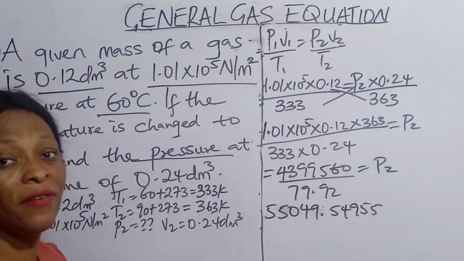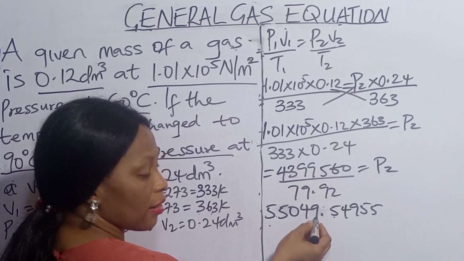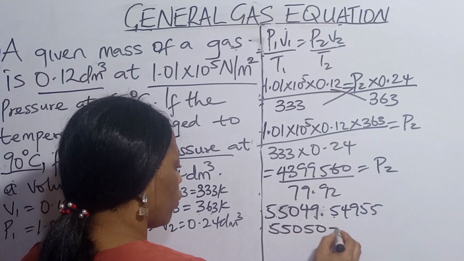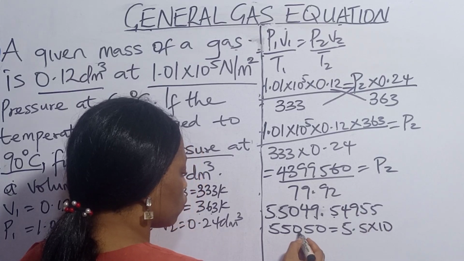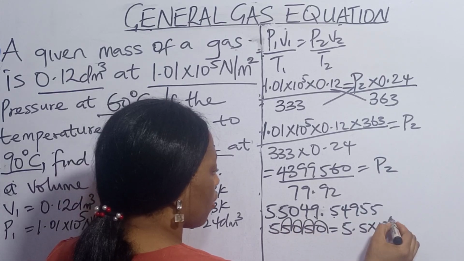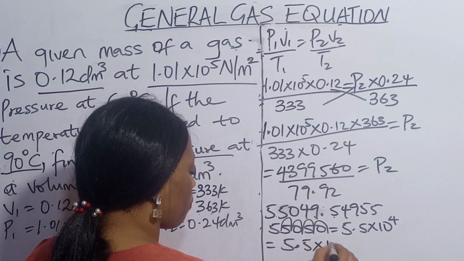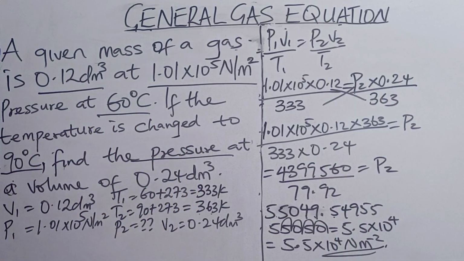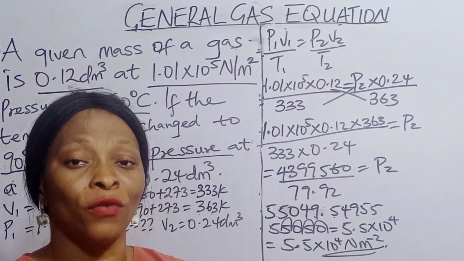55049.54955. We are going to leave our answer in the nearest whole number, so add 1 to this, it's 10, add 1 to this, it's 5, 55050, which is 5.5 times 10 raised to power 4 Newton per meter square. Answer, because the value of our pressure was given in Newton per meter square. Isn't that simple?